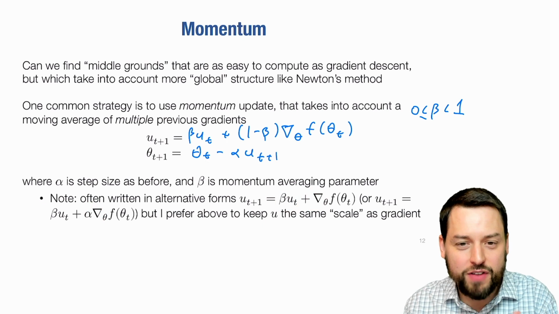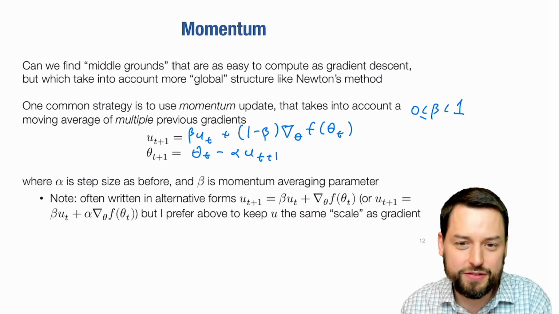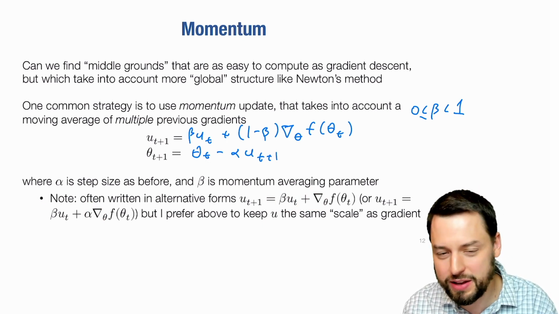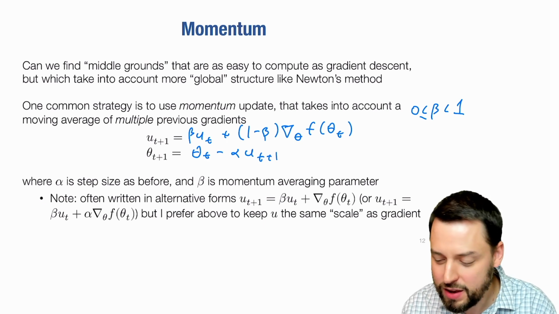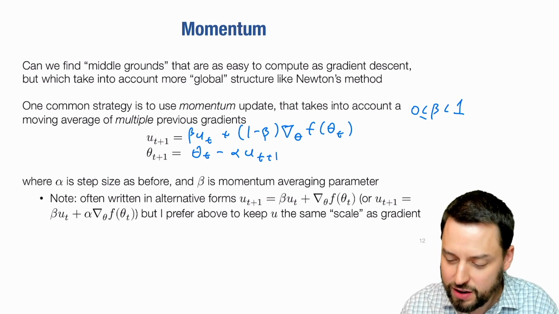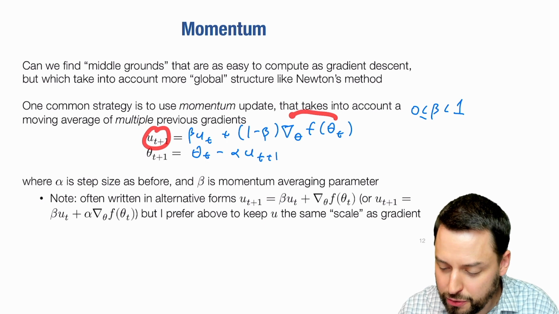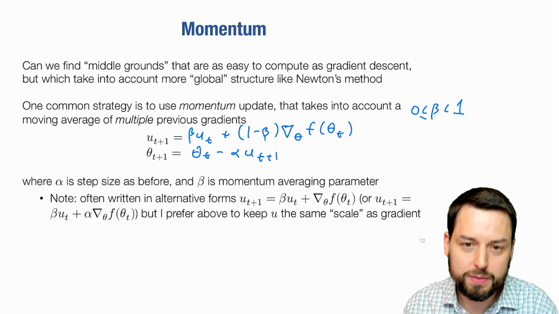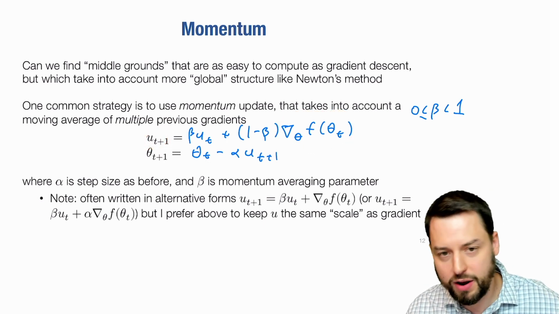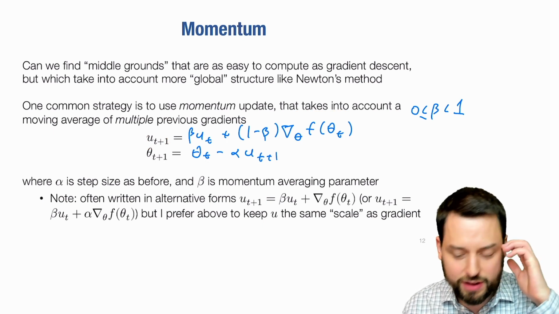If you're encountering an implementation of momentum, you just have to look it up to see what it's doing. But this is the way I'm going to write it. The reason I like doing it this way is it keeps u at a similar scale to our gradients, right? Because it's an exponential moving average of our gradient, it keeps the same scale.